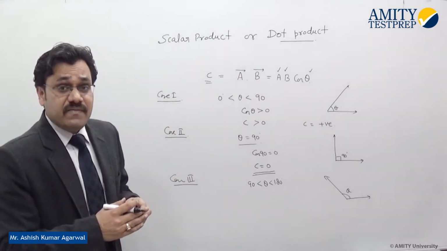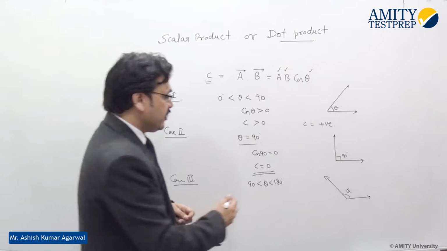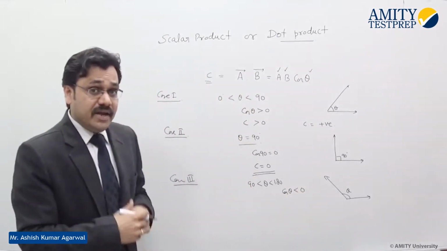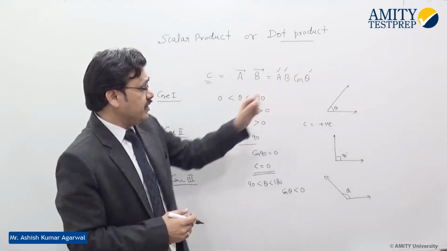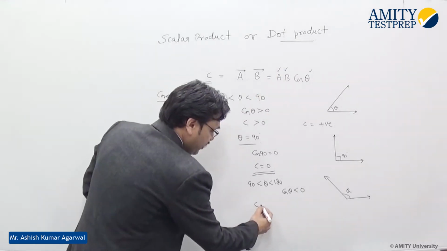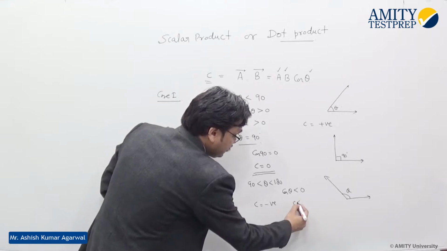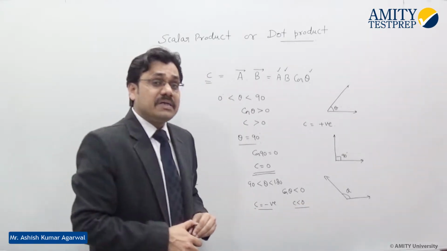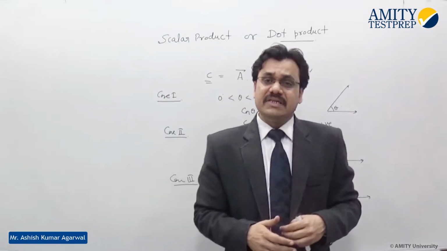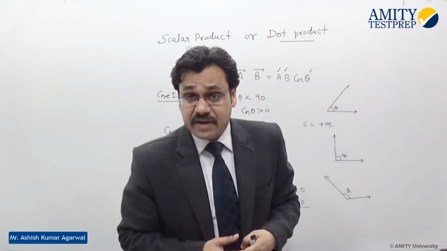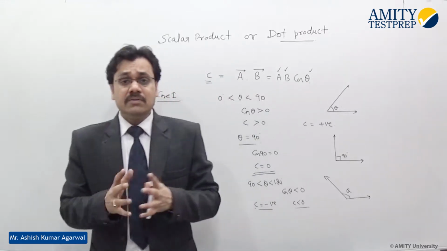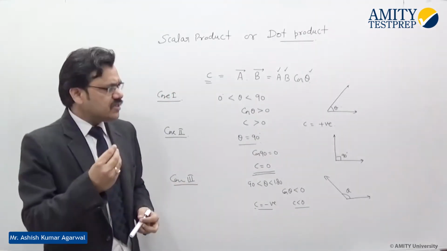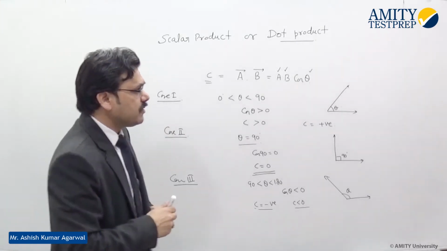If it lies in the second quadrant, the value of cos will be negative. It means cos theta will be less than 0, a negative value. If you apply the negative value here, you get C negative, C will be less than 0. It means the dot product of two vector quantities may be greater than 0, 0, or less than 0, negative.